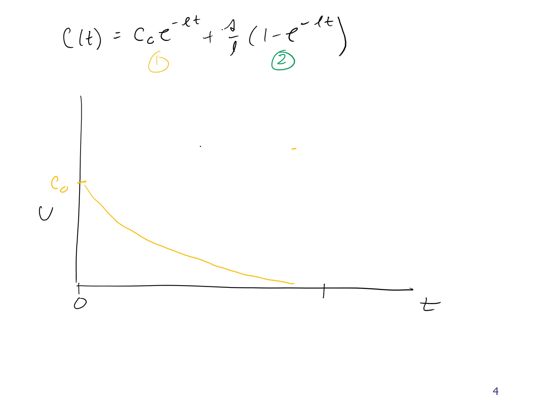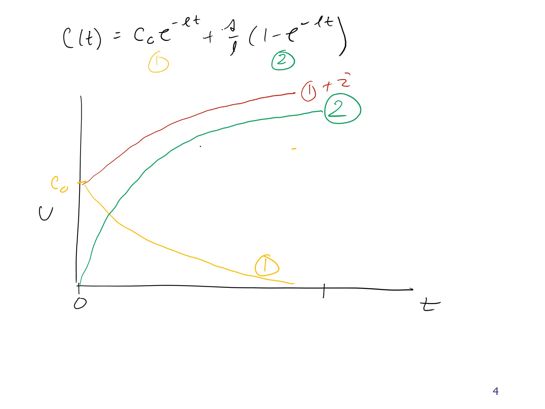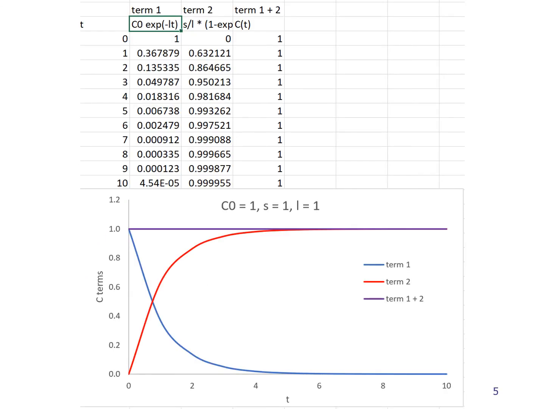And then part 2, depending on the ratio of S over L, might look something like that. So that's 2, the first line I drew was 1, and then if I add them together, I'm going to get something that might look like that. So that's 1 plus 2, starting at some initial concentration and then slowly changing over time and increasing if my source terms are greater than my loss terms. I'm going to show options here of what this curve could look like.